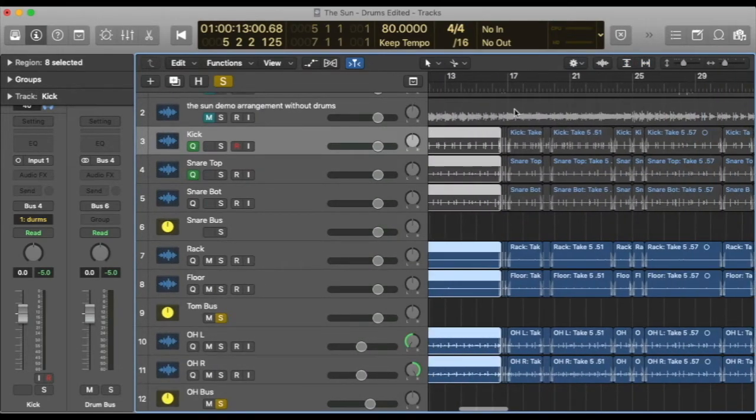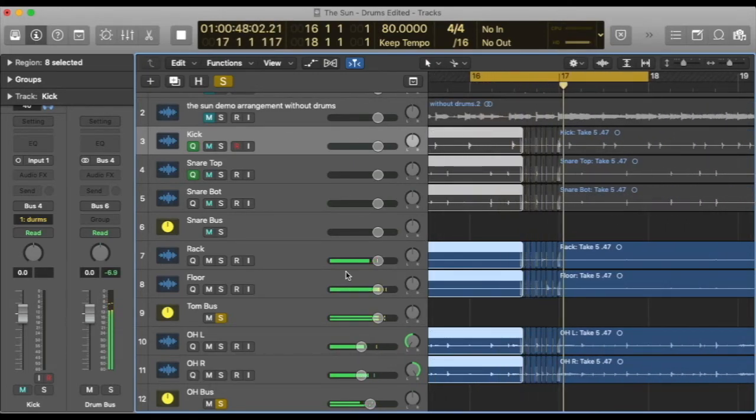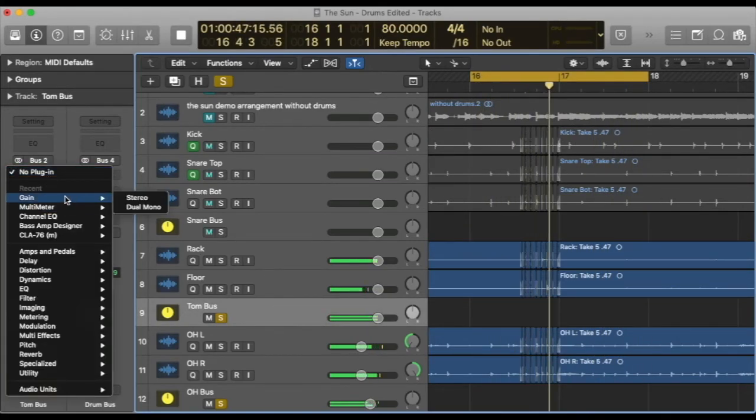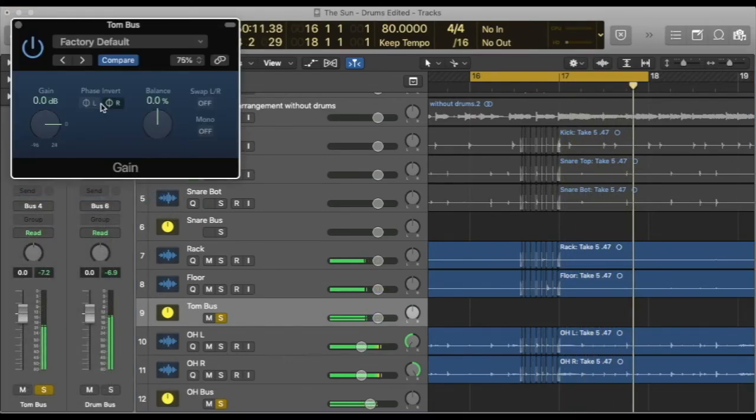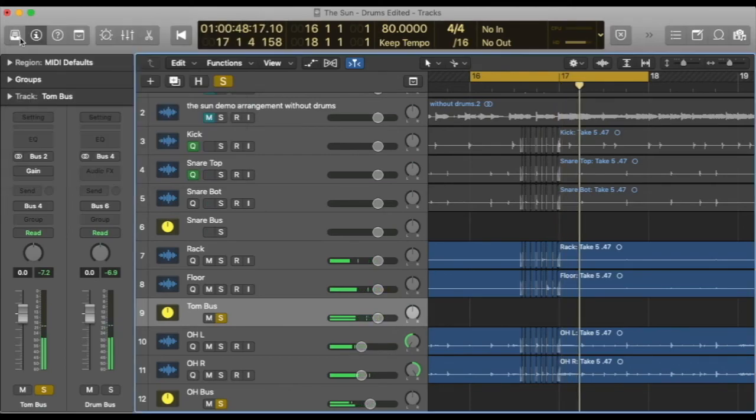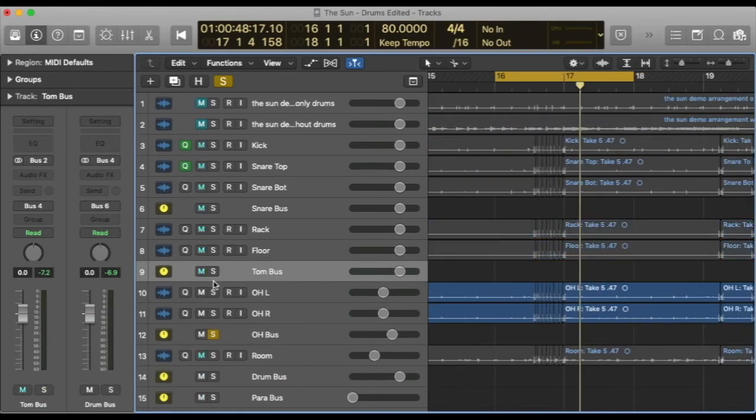And our next close mics are our toms. Although we didn't need to invert the polarity on these other parts, it's vital that you check because it could make the difference between a great drum sound and a rubbish drum sound.